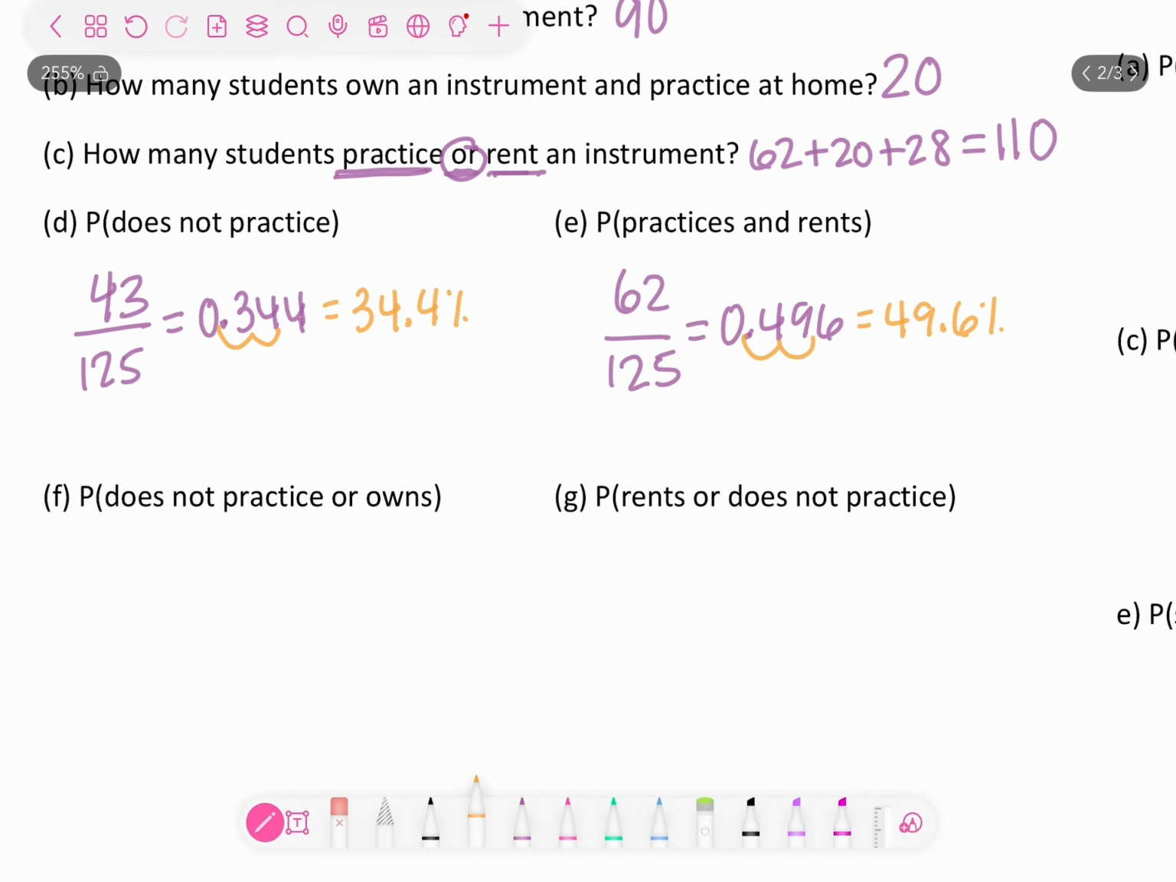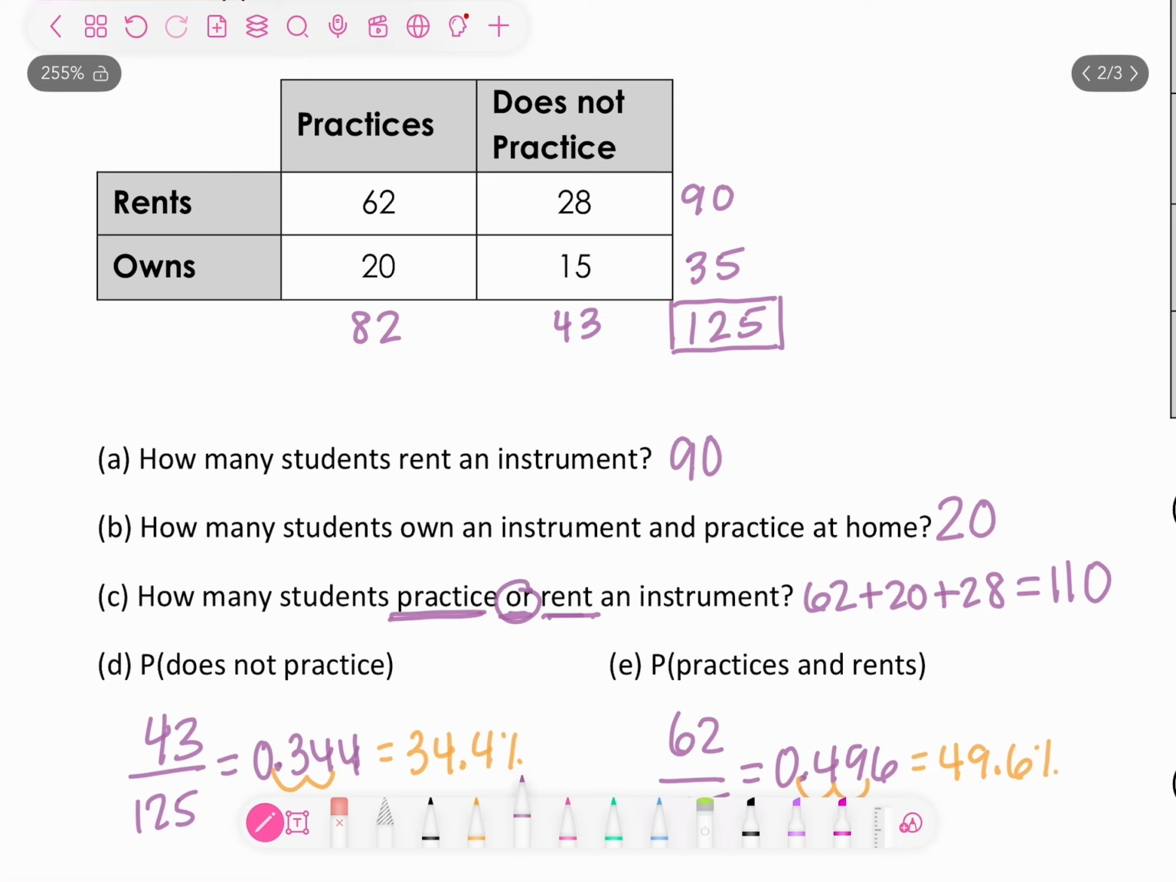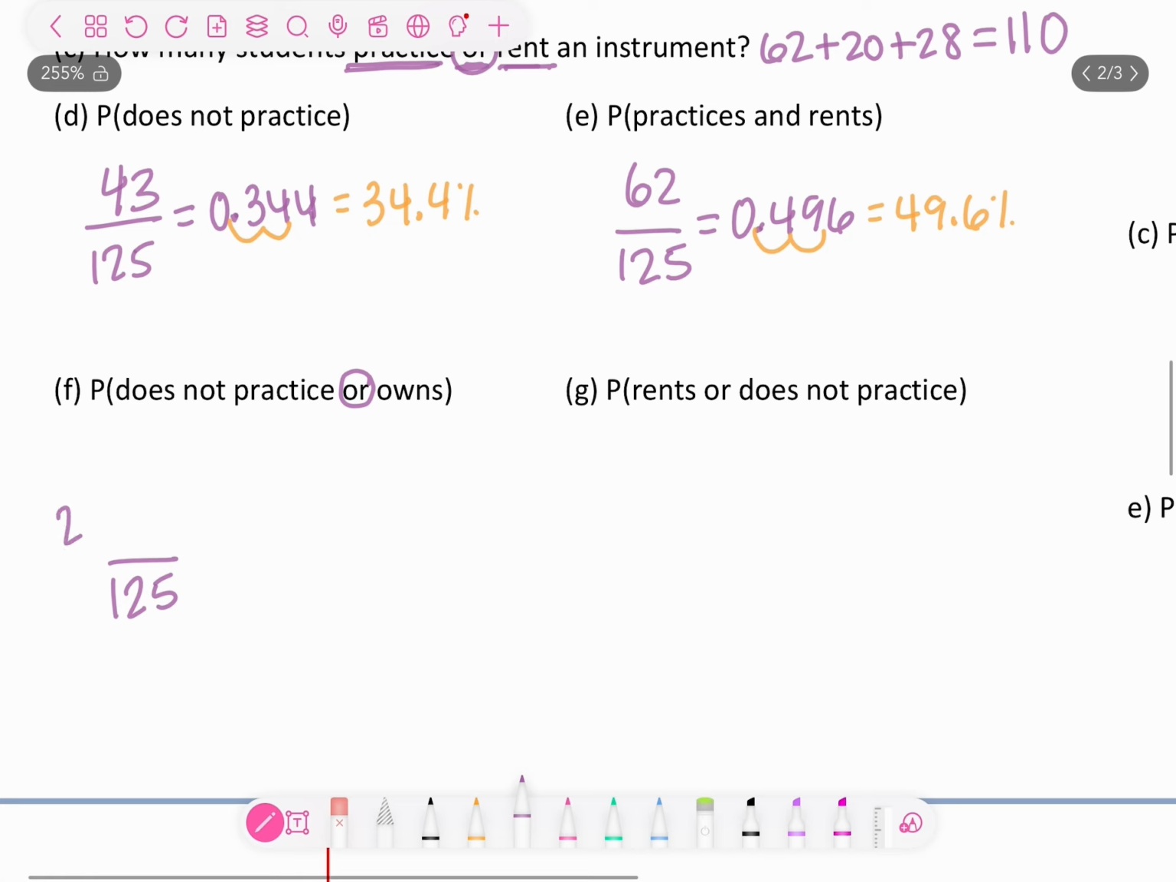Okay, for F, probability does not practice or owns. Be very careful with the ors. This is what I told you in the last problem, or on part C of this problem, really. Be very careful with this. So we know that it's still the same total. They haven't given us any additional information, so it's still 125. But we need to find anybody who does not practice or owns. So does not practice is 28 and 15. Owns is 20 and 15, but we've already counted the 15. So now we're just counting the 20, the 28, and the 15. 20 plus 28 plus 15. Add those all up.